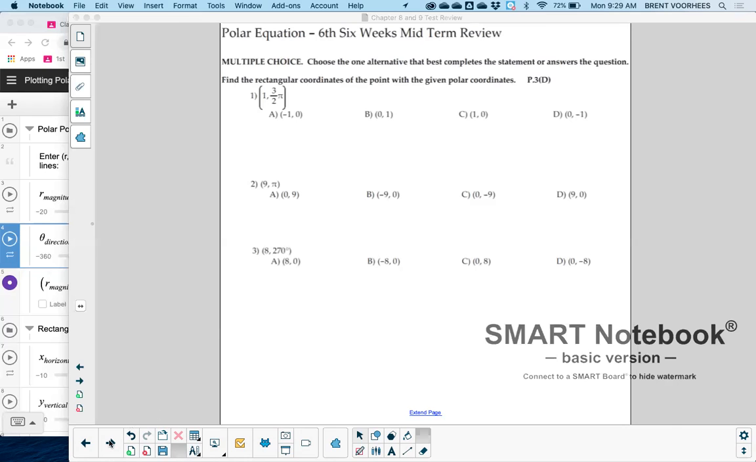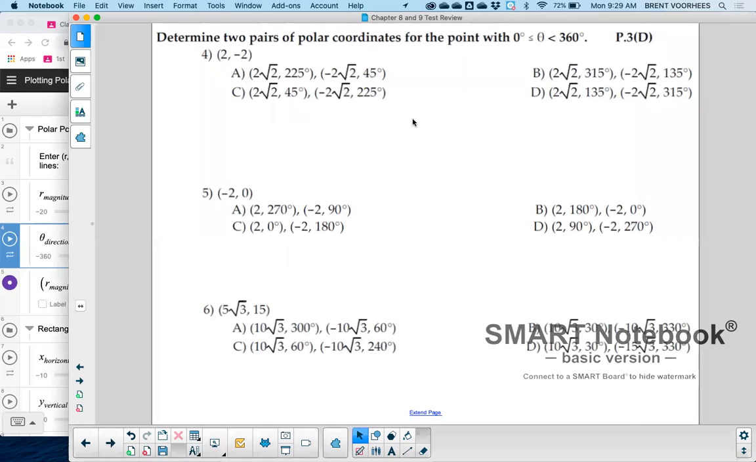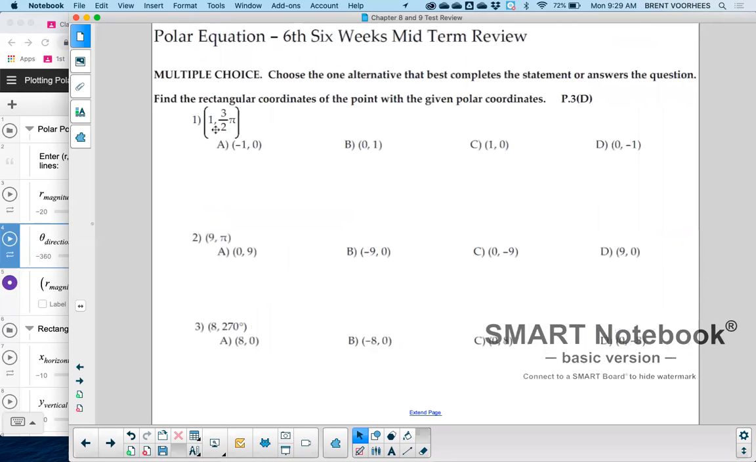All right, let's see the next portion. The next portion is I'm going to give you rectangular, and I know this is rectangular because there's not an angle symbol on the right side. So these were polar.